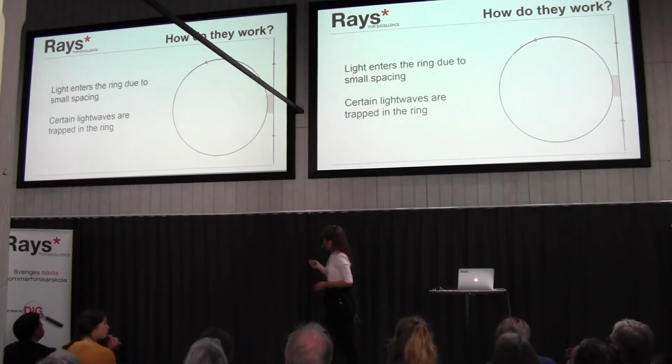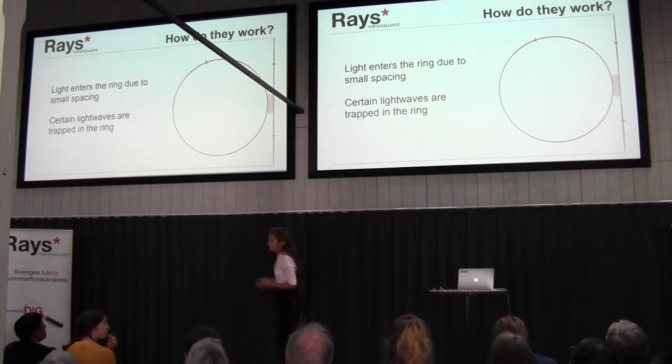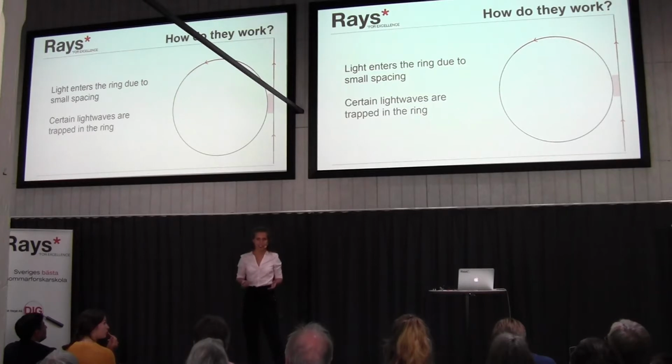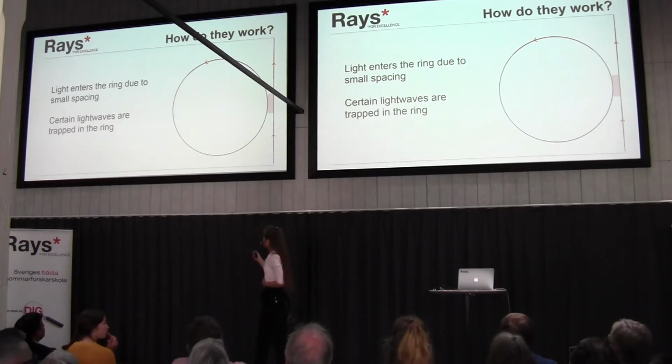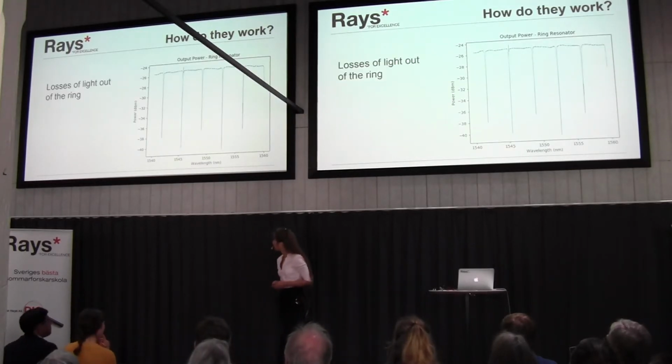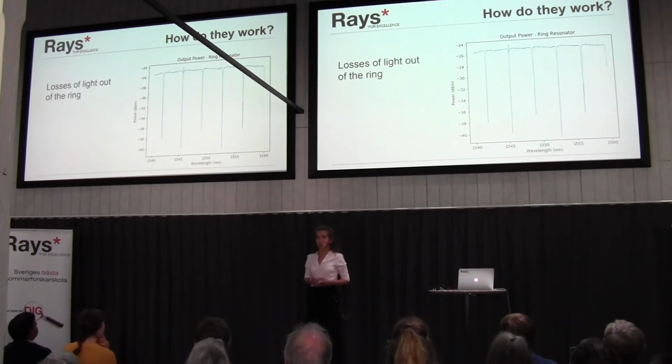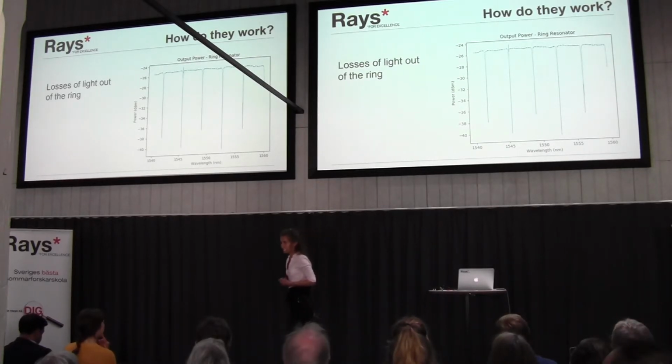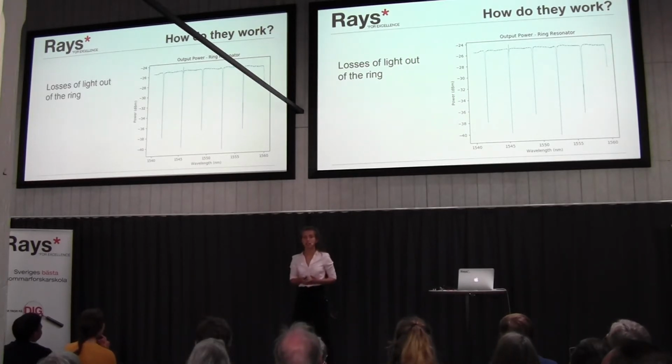But if we go back to this picture again, what I've told you now is only true in a perfect world, but there are always imperfections. So throughout the whole ring, there will be losses. Energy will escape the ring. So there are losses of light out of the ring, and this is what my project has been about. I have calculated the losses of ring resonators, and I did this using all of these plots. I made many different plots and studied them to get to a result.